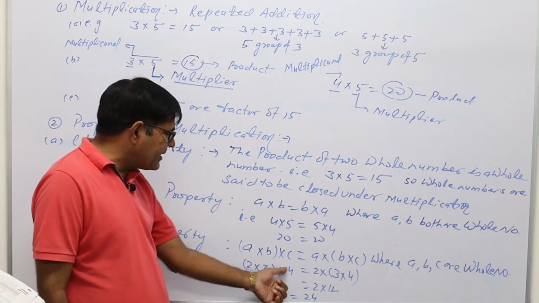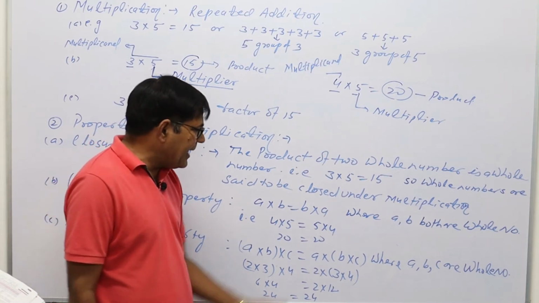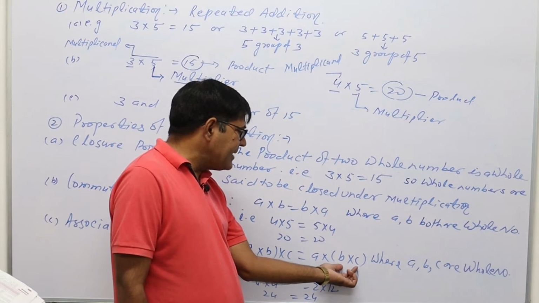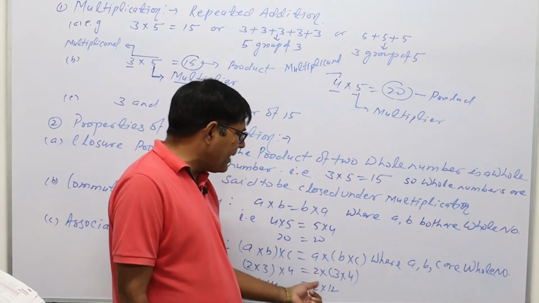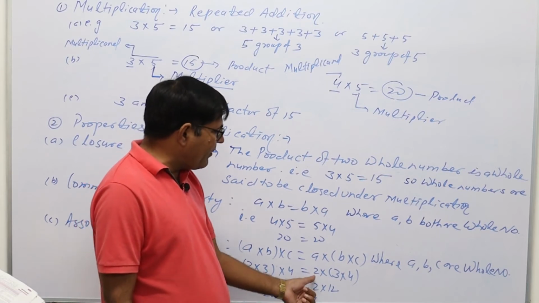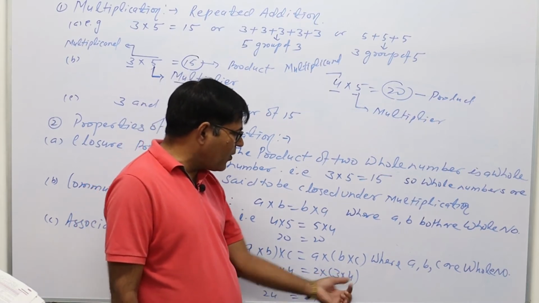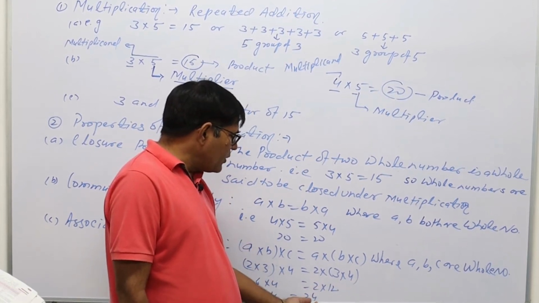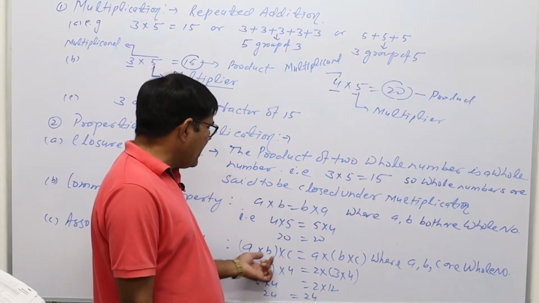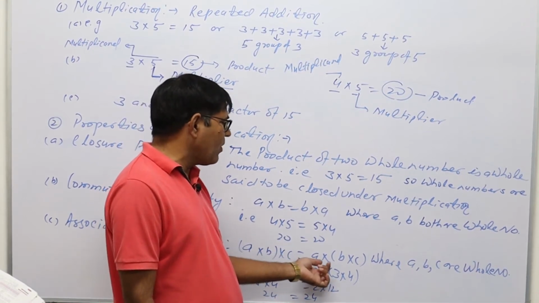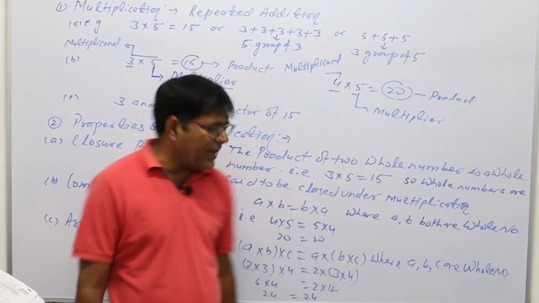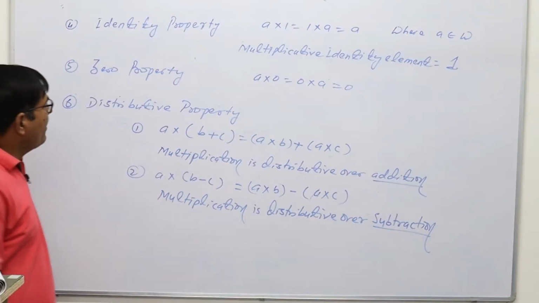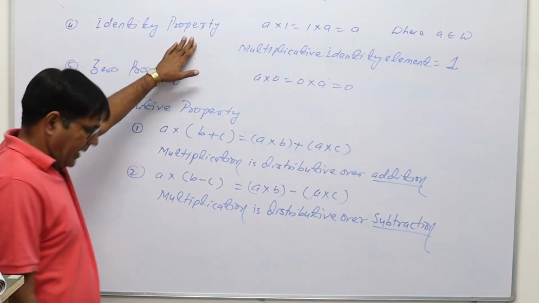6 into 4 will be 24. Similarly, A into (B cross C). Here first we will find the multiplication of B and C, and the result of B and C will be multiplied with A. So, for example, if we have to multiply 2 cross 3 cross 4, then first 3 cross 4 is 12, then 12 into 2 is also 24. So (A cross B) cross C is equal to A cross (B cross C), and this property is known as the associative property. Please pause it and note down. The next property is the identity property.